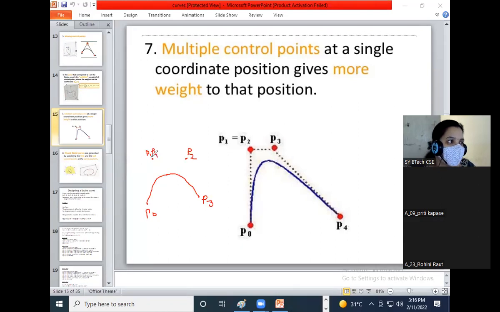If I add one more control point at the same point, what will happen? This was the original shape, but due to the increased weight, the shape of the curve bends slightly towards the new point. So multiple control points at a single coordinate position give more weight to that position, and that's why the curve will bend towards that position. That is the property of the Bezier curve. In short, as I increase the control points, suppose I add one more control point after P4, P5, then the curve may pass through or come closer to that particular point. So multiple points have an impact on the curve shape.